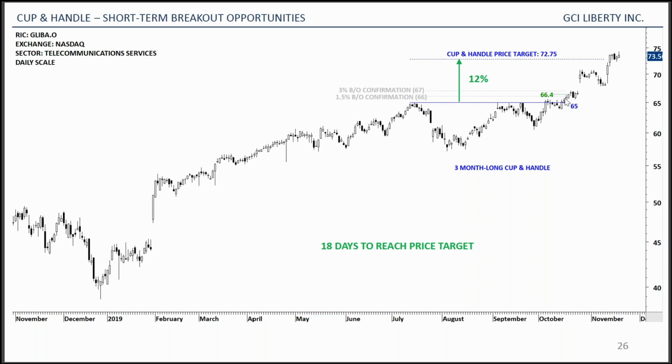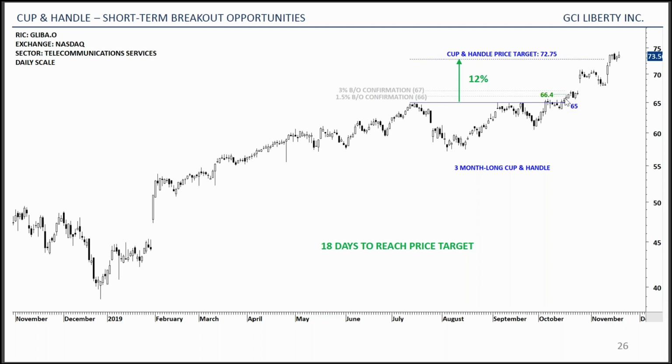So this is another thing that we're going to discuss as differences. First of all, the breakout confirmation level can be a little bit lower. Price target upside potential is usually much larger with weekly scale breakouts because they are completing a larger scale chart pattern.